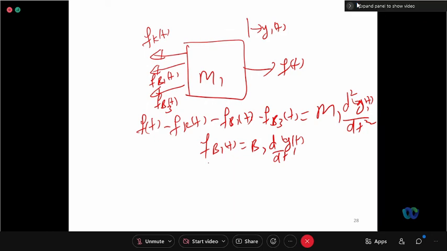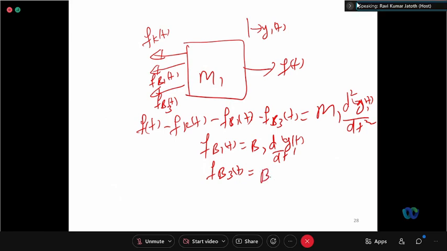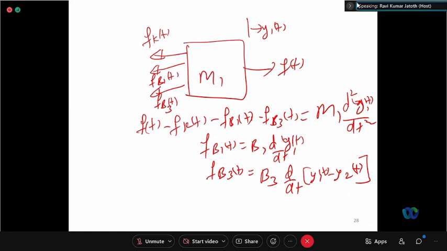What about fb3 of t? fb3 of t exists between M1 and M2, right? So it is proportional to velocity, but the resultant velocity. So fb3 of t is b3 into d by dt of y1 minus y2. Very good, y1 minus y2. Why not y2 minus y1? Because the direct force is on M1, so the displacement of M1 is definitely greater than M2, right? Because there is no direct force acting on M2. Yes or no? Yes, sir. So this is the modeling: b3 into d by dt of y1 of t minus y2 of t.